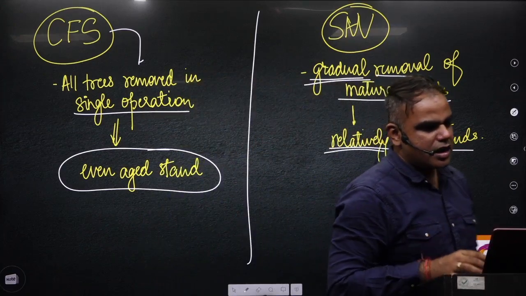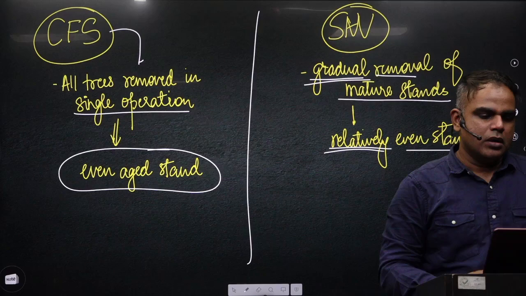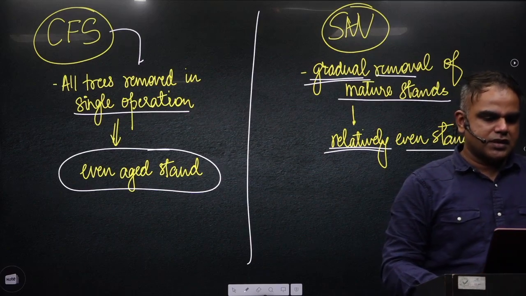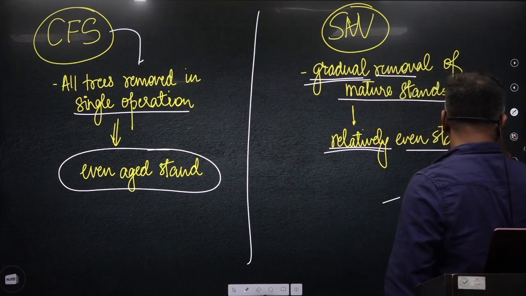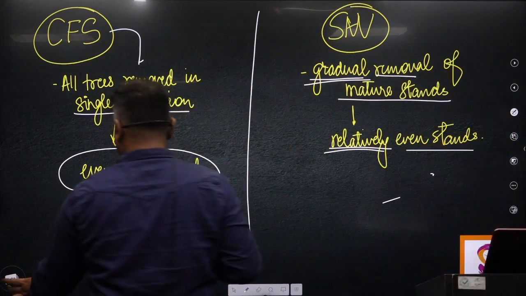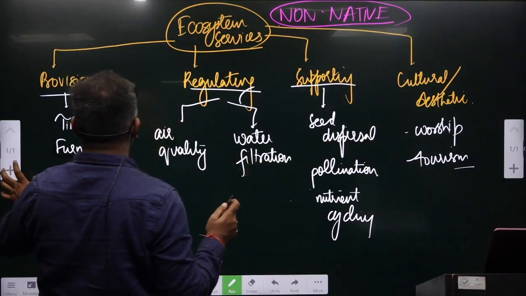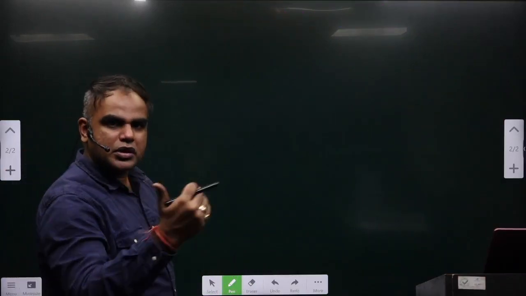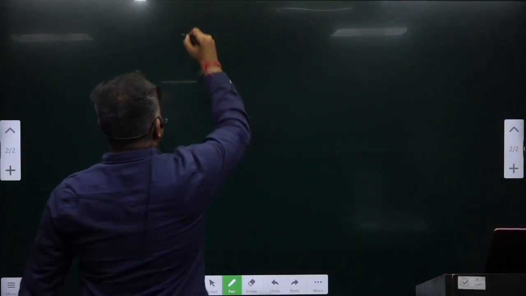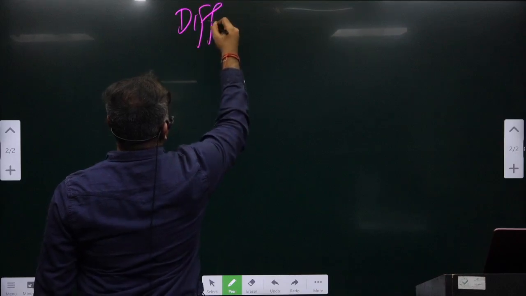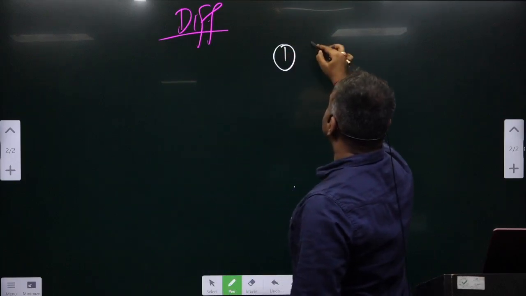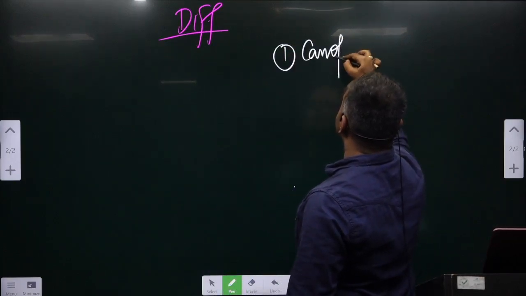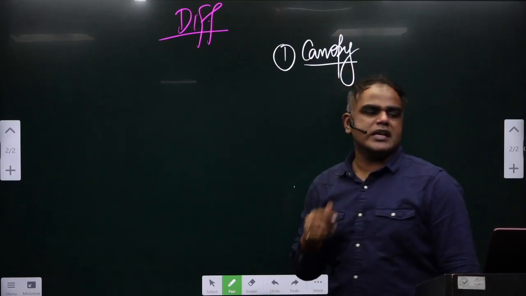Here I'll tell you a couple of points about what happens because of this. These are the proper crux that you should know. Now when you have to write down the differences, I'm telling you the parameters on the basis of which they differ. The very first parameter is related to the canopy.